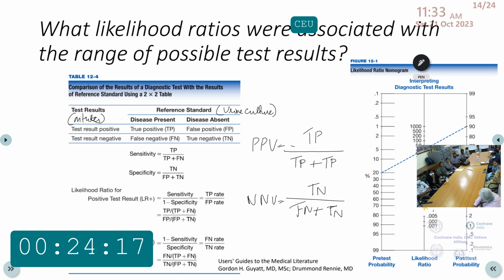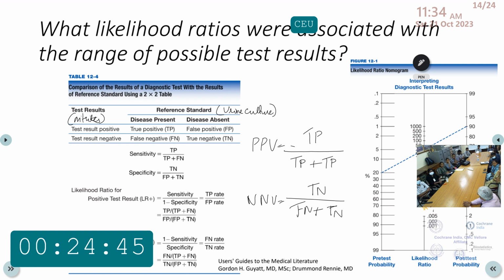This gives people time to look at that 2 by 2 table. Does that make sense to everybody? Or is it confusing? Because that is the meat of the whole class. If it's confusing, we can go through it again. If you look at it, urine culture positive is called disease present. Urine culture negative is called disease absent. Nitrite positive is a positive test result. Test negative is nitrite negative. So you have 4 squares.